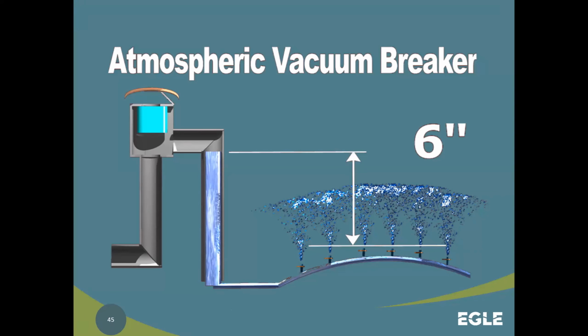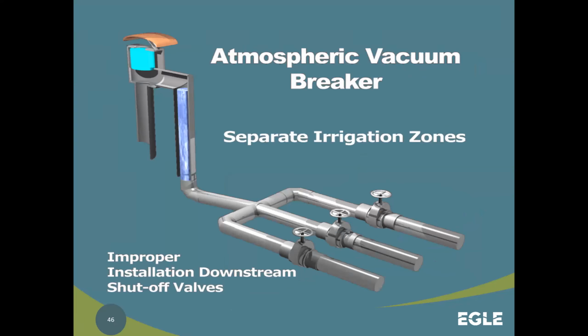Atmospheric vacuum breakers only need to be 6 inches higher than the highest point of use. Atmospheric is 6. No, those aren't on the exams, okay?